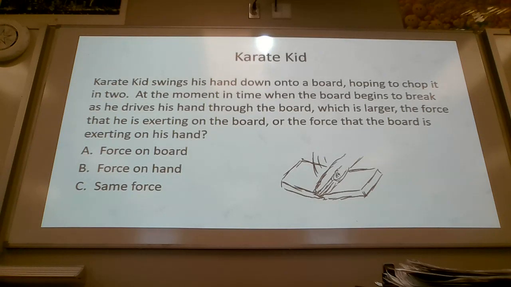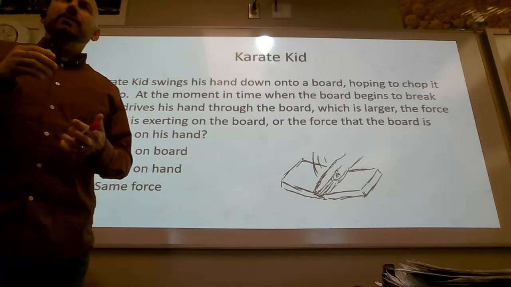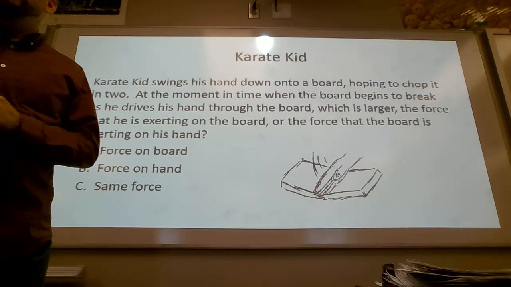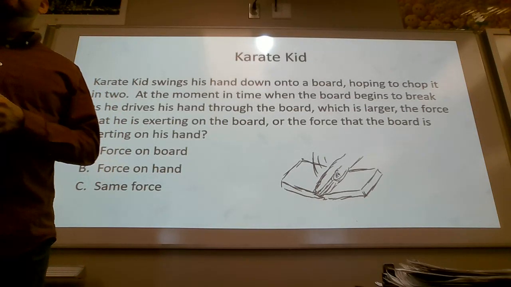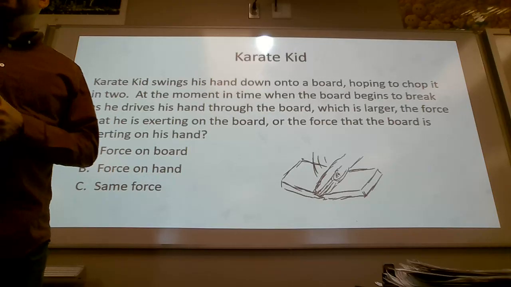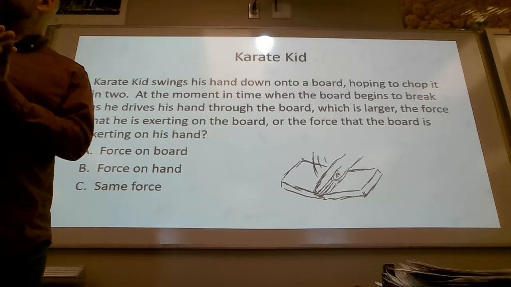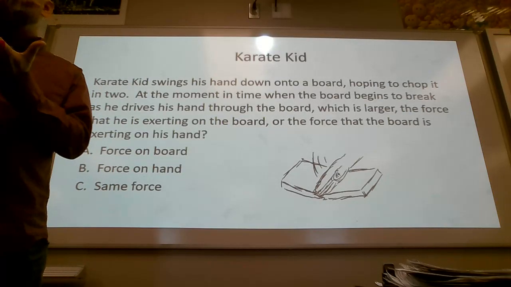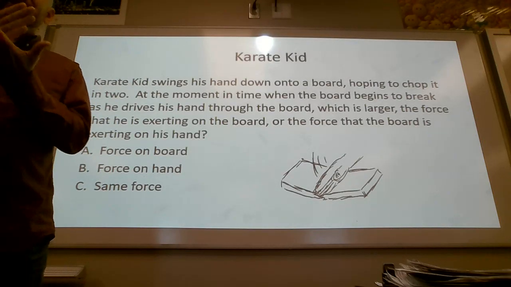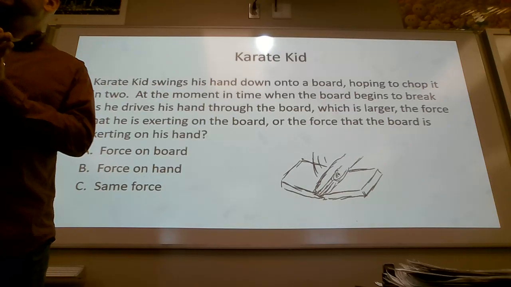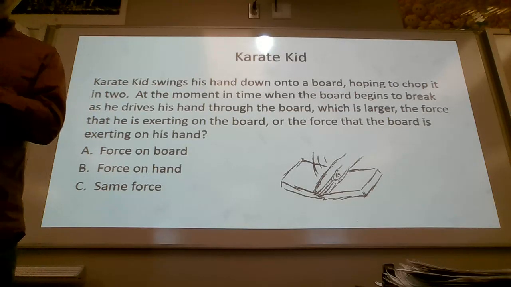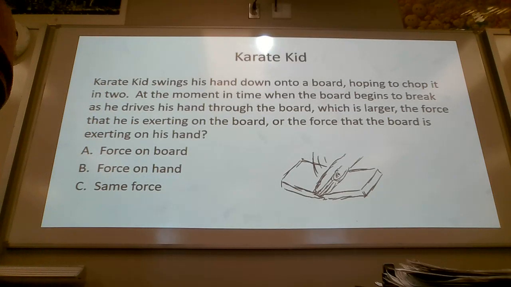Correct answer is the same. Okay. So why does the board break? Because it's exerting the same forces that way, it hurts when you hit a board. That is why. The force that you're exerting on the board is the same force that the board is exerting back on your hand. The reason the board breaks is because the force that you exerted is greater than the molecular bonds of the board could withstand.